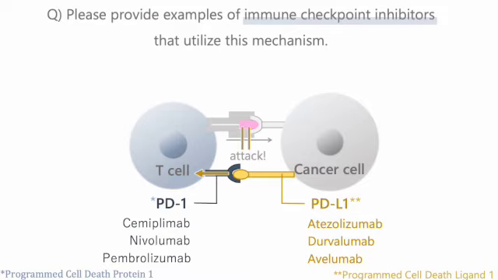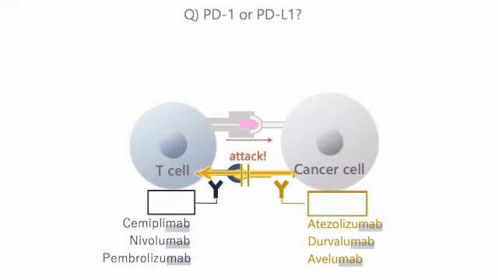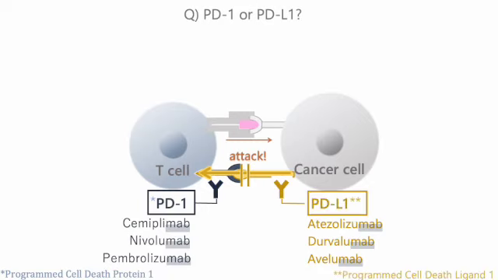As you may have noticed, their names end with the suffix -mab, indicating that they are monoclonal antibodies. Anti-PD-1 antibody, or anti-PD-L1 antibody, blocks PD-1 and PD-L1 pathways, allowing the T cell to attack cancer cells. Question: PD-1 or PD-L1? When it comes to T cells, let's start by remembering PD-1. For cancer cells, just lightly remember that they have the ligand of PD-1, so you don't confuse PD-1 with PD-L1.